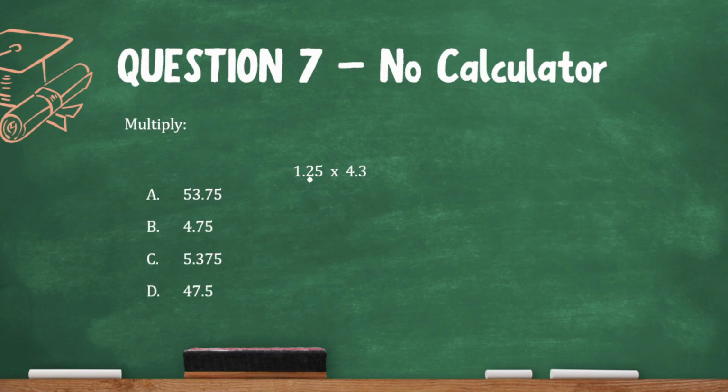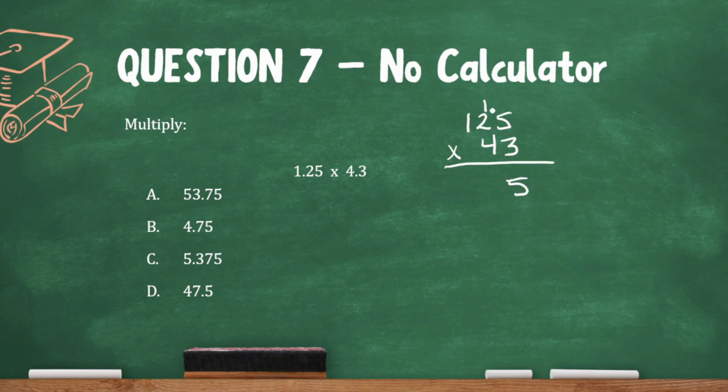Number 7, multiply. And we have two numbers with decimals. So I'm going to put the longer number on the top and the shorter number on the bottom because it will be easier. And it kind of doesn't matter if you put the decimals in at this point. Honestly, I think it makes it more confusing. We could just deal with that later. So let's go ahead and multiply.